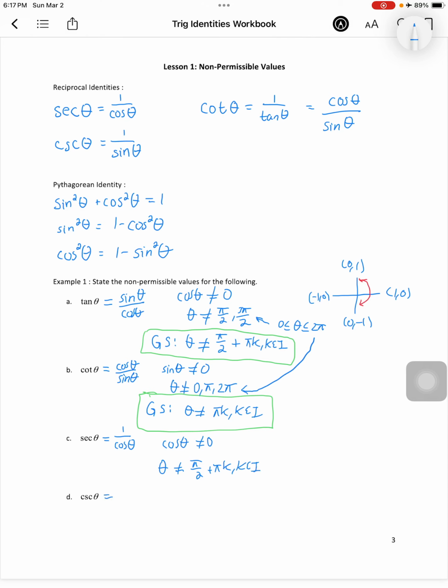And then for cosecant, this is 1 over sine theta. And sine theta cannot equal to 0. Theta cannot equal to pi k, k an integer. And it's the same logic as letter B.